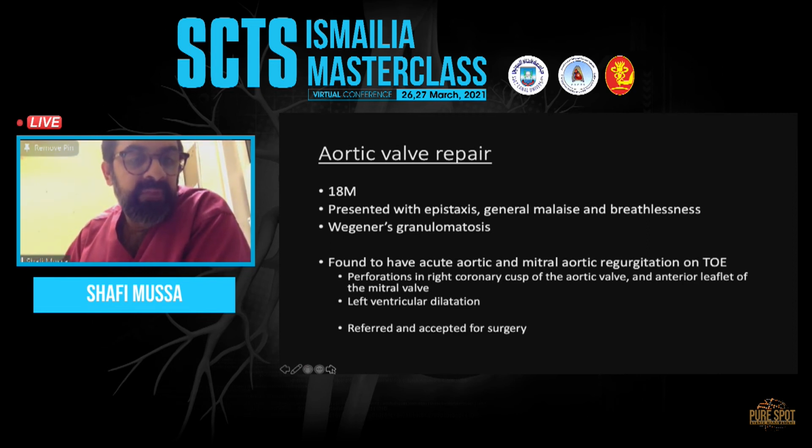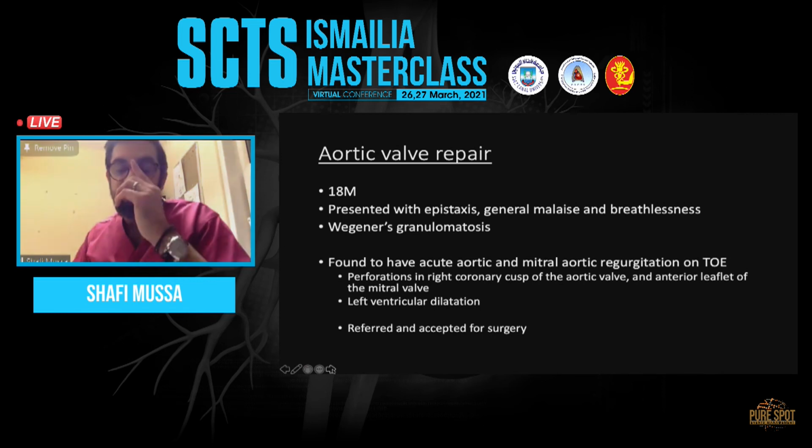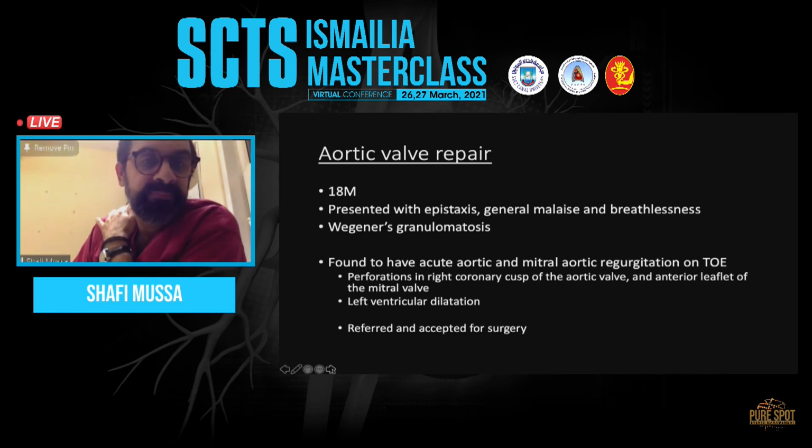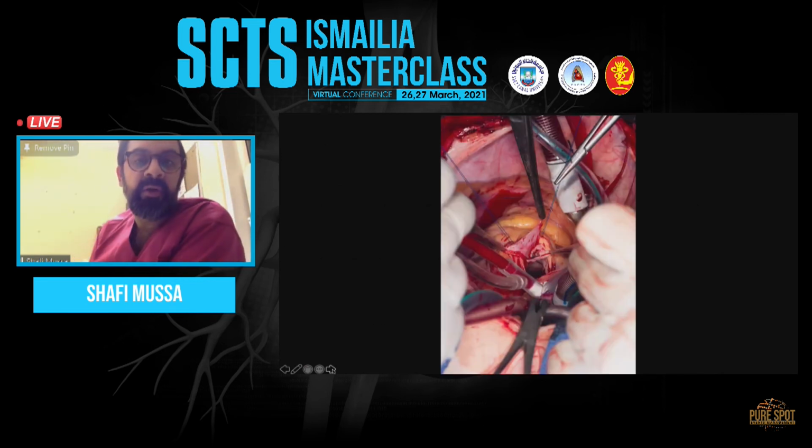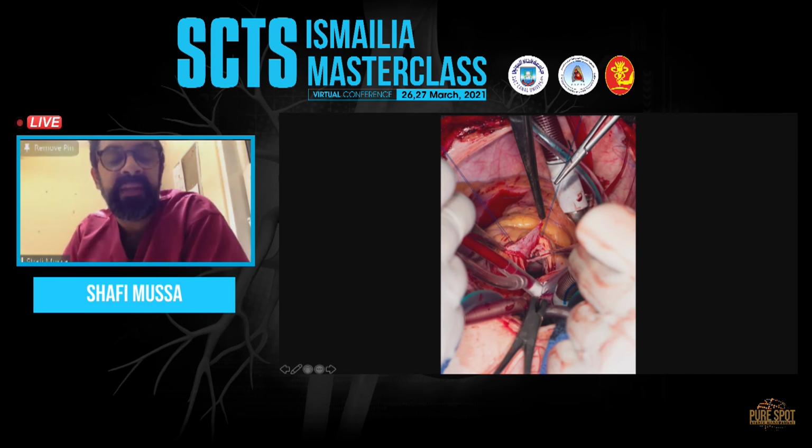So we went in with a view to trying to repair his aortic and mitral valves. This is a picture of the right coronary cusp of his aortic valve at surgery, and you can see a large perforation within the right coronary cusp. And my first attempt was to try and repair this using a patch of autologous pericardium.